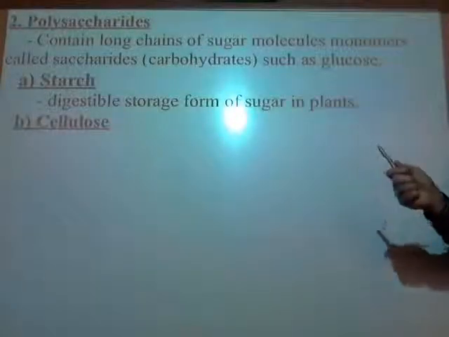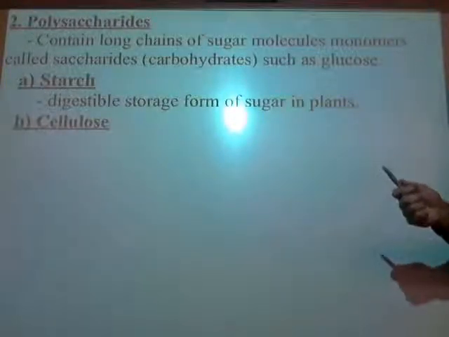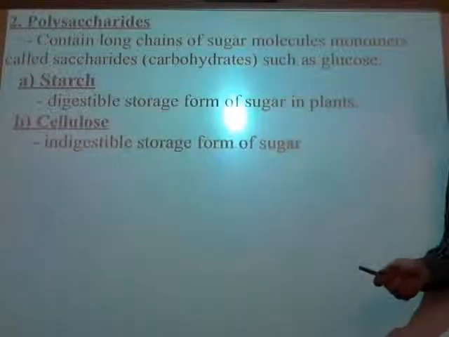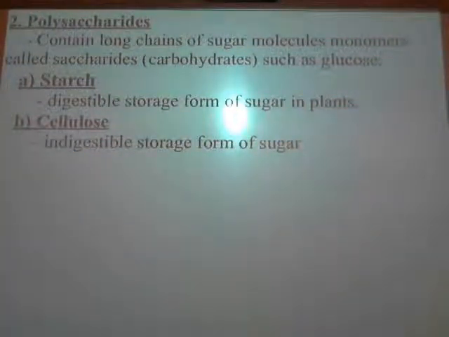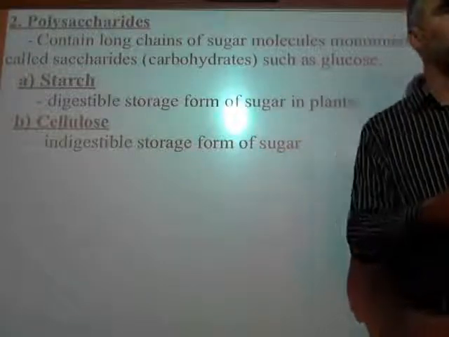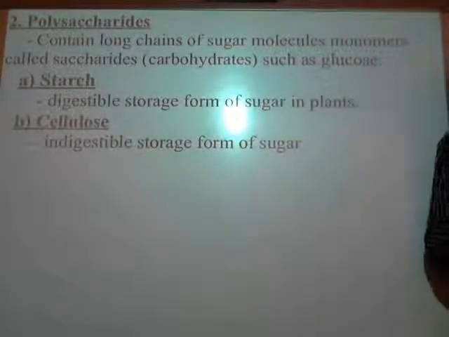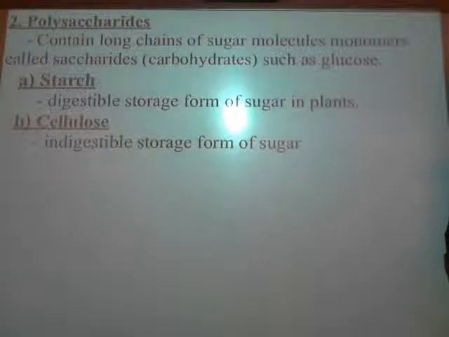Cellulose. This is the funny thing. The difference between starch and cellulose, you're going to see in a second. Cellulose is the non-digestible or inedible form of sugar. And it will give you indigestion if you eat it. But a little bit of it's good for you.